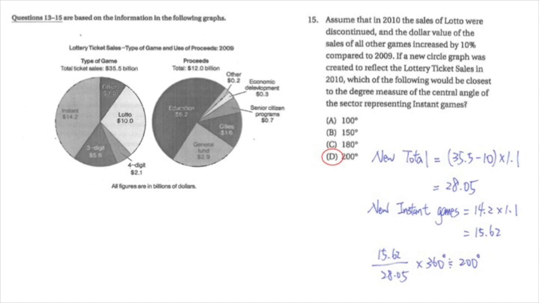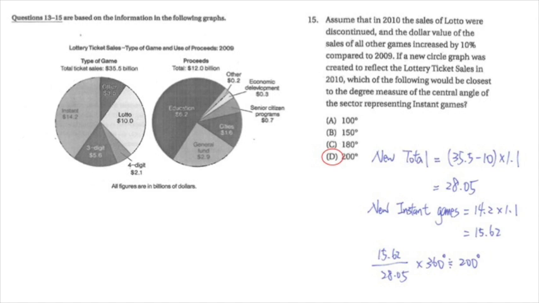Question 15, it tells us that in the year 2010, Lotto was discontinued and the sales of all other games increased by 10%. We're asked what is the degree measurement of the central angle of the sector representing the instant games in year 2010. So first we need to find out the new total, which is the original total 35.5. Since Lotto is discontinued, we need to take out the 10 billion of Lotto, so 35.5 minus 10, and after that the amount will increase by 10%, so times 1.1, which is 28.05.